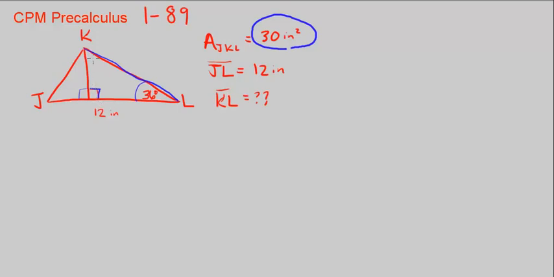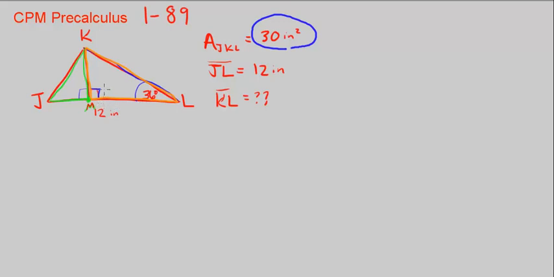Looking at JKL, there are two smaller triangles within it. Let's call this point M right here. So there's a triangle JKM, which I'll write in red, and then there's this triangle KLM. So there's two smaller triangles within this larger JKL triangle.